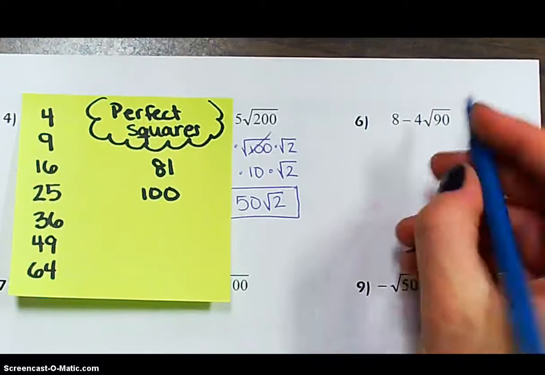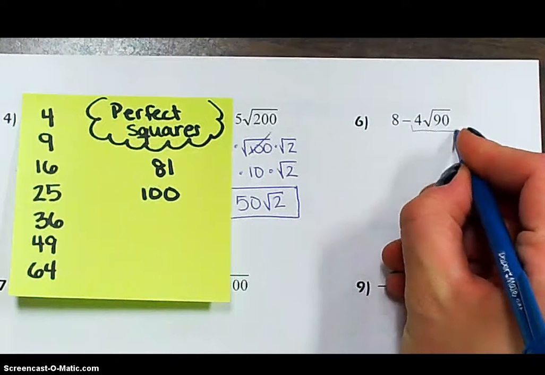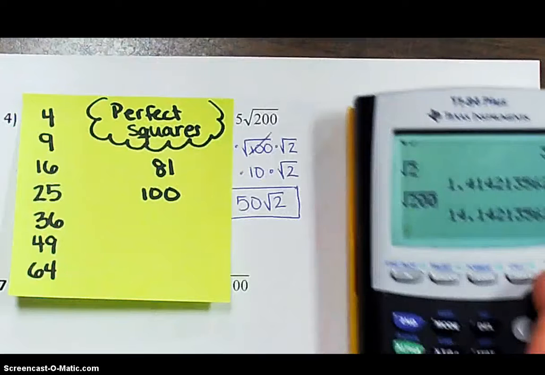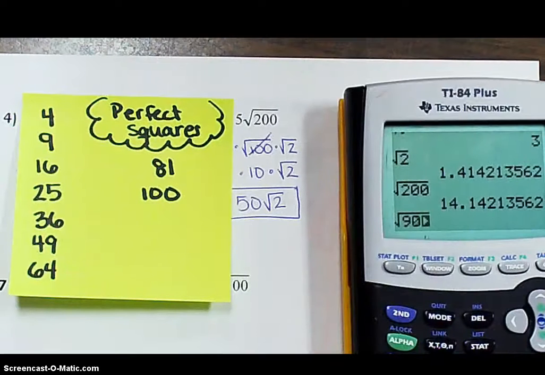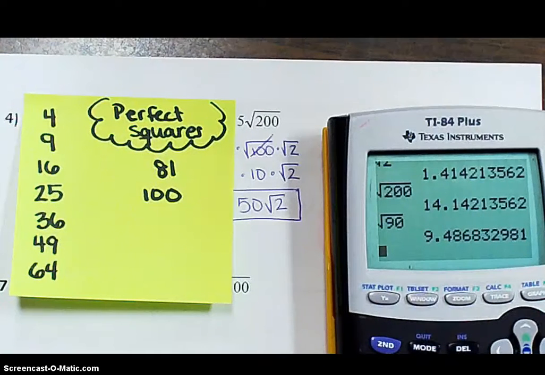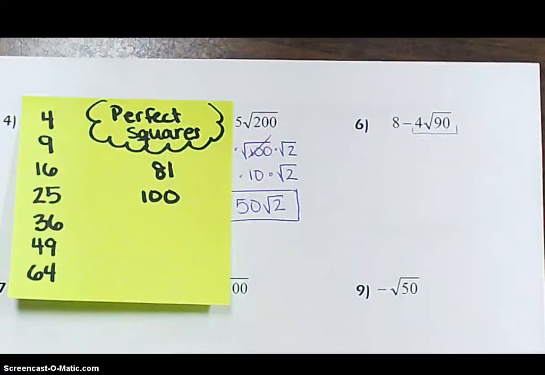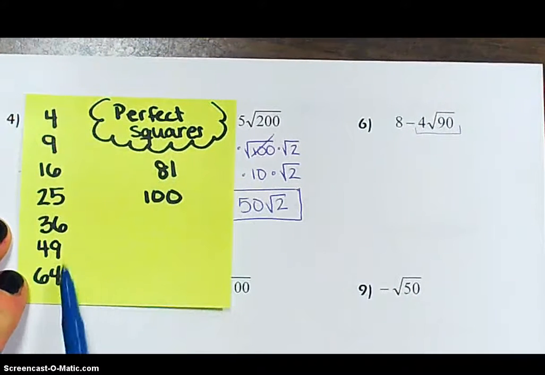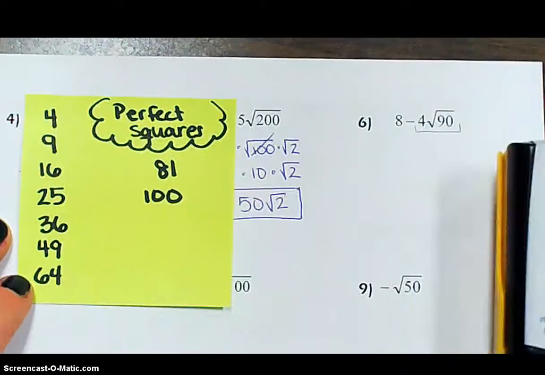radical 90. So we're going to focus our attention right now on this 4 radical 90, and we're going to try to simplify that. So if I take the square root of 90 and I plug it in, it is irrational. It goes on forever and never repeats. So it's not a perfect square. So I'm going to try to break it down. So which of these numbers will go into 90 evenly?